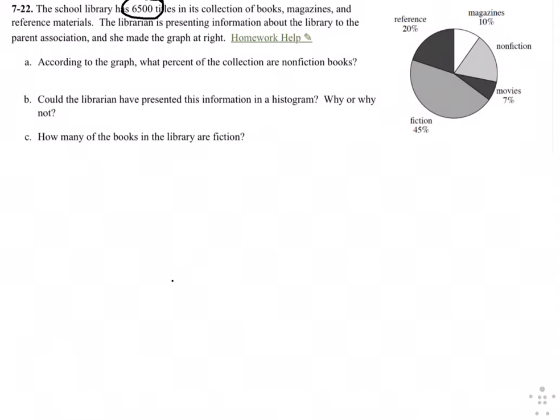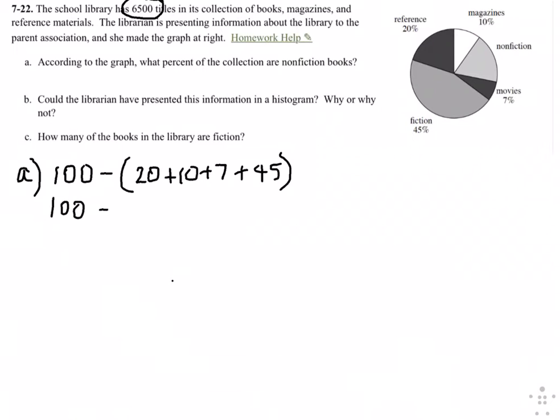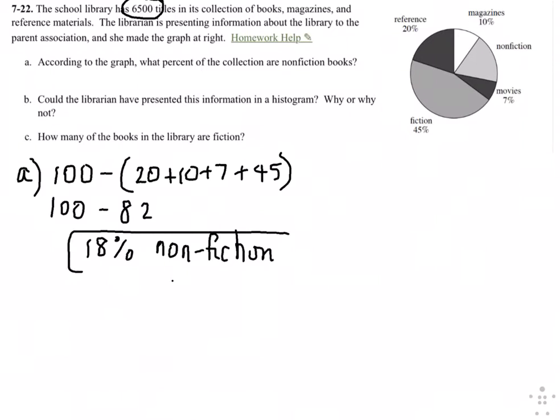Well, they give us the percent of all the rest, and we know that the graph clearly shows 100%, so we need to take 100% minus all of the others added up. So 20 plus 10 plus 7 plus 45, right? So that's 100 minus 20, 30, 75, 82. So that leaves us with 18% are nonfiction. And again, we know this because the pie chart has 100%.